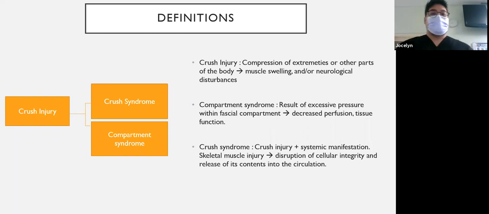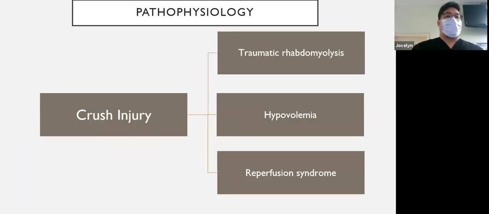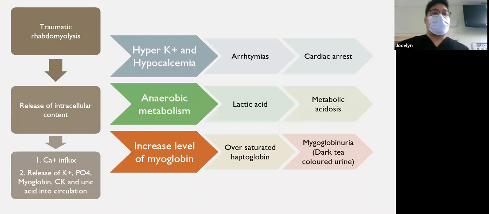Okay, right. So next, I will talk about the pathophysiology of crush injury. There are three main things in the pathophysiology of crush injury. Firstly, traumatic rhabdomyolysis. Secondly, hypovolemia, and thirdly, reperfusion syndrome. So what is traumatic rhabdomyolysis? Let's take an example. Let's say there's a wall on your right leg, so there will be injury to your right leg.